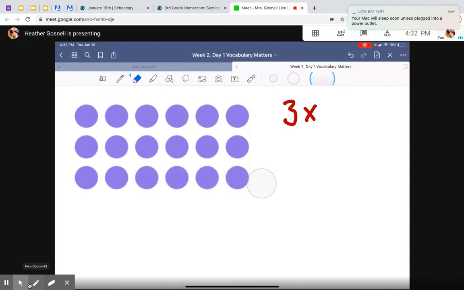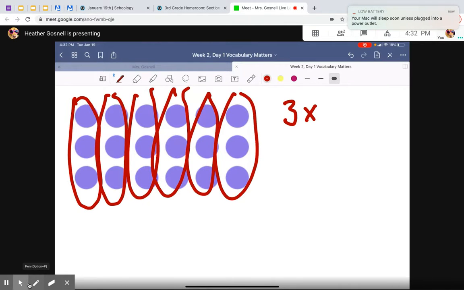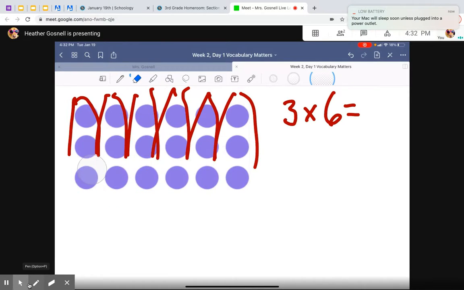And because this is an array and it shows equal rows and equal columns, we can use our columns to find out how many circles are in each row. 1, 2, 3, 4, 5, 6. So this is our problem. 3 times 6.